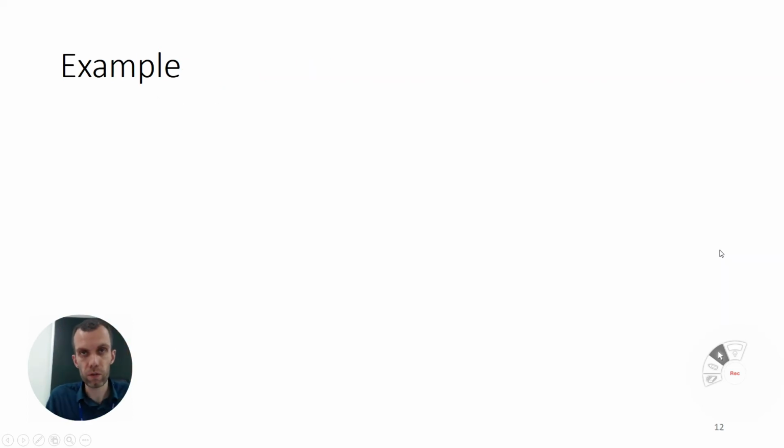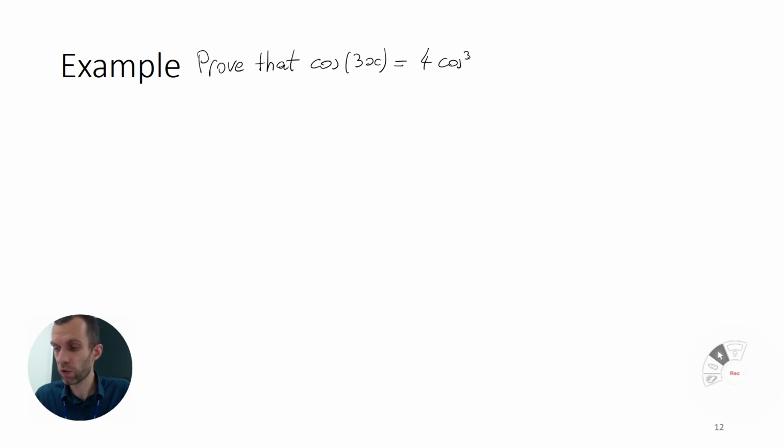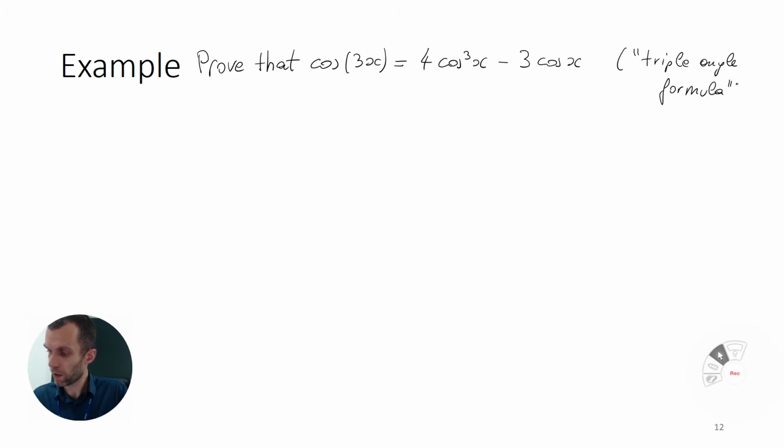So let's work out a small example together. Let's prove that cosine 3x, cosine 3 times x, is equal to 4 times cosine cubed x minus 3 times cosine of x. This is also known as the triple angle formula, because there's a 3 in the cosine.